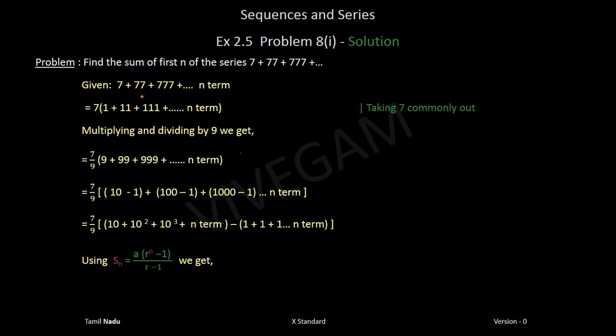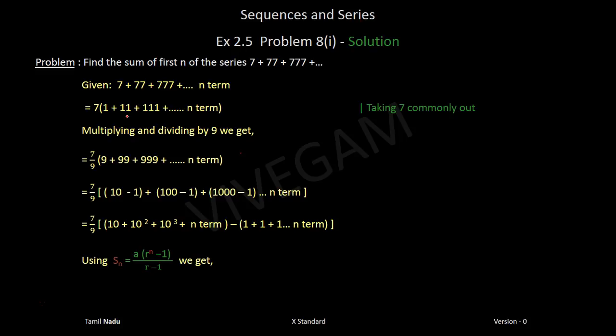Okay, so let's do the problem together. The given series is 7, 77, 777. You can see 7 can be taken commonly out. So let's take 7 out. It will become 1, this will become 11, and this will become 111, up to n terms. Now you multiply and divide. Again, you see 1 into 11, 11 into 11 is 121. Something is missing. But they all have 1, 10, 100 as a base. So whether we can take this 10 together, that's what we are trying to do.